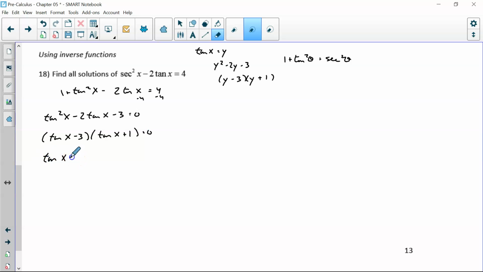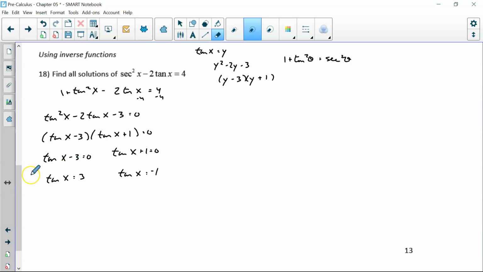Tangent of x minus 3 equals 0. Tangent of x plus 1 equals 0. So we can add 3 to both sides, so the tangent of x equals 3. And for this one, tangent of x equals negative 1. Now, we can solve this. We can take the inverse tangent of any real number.